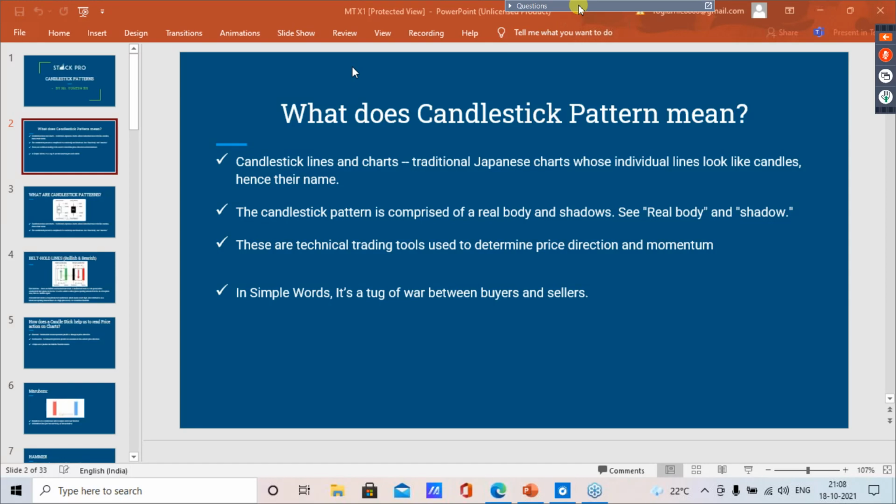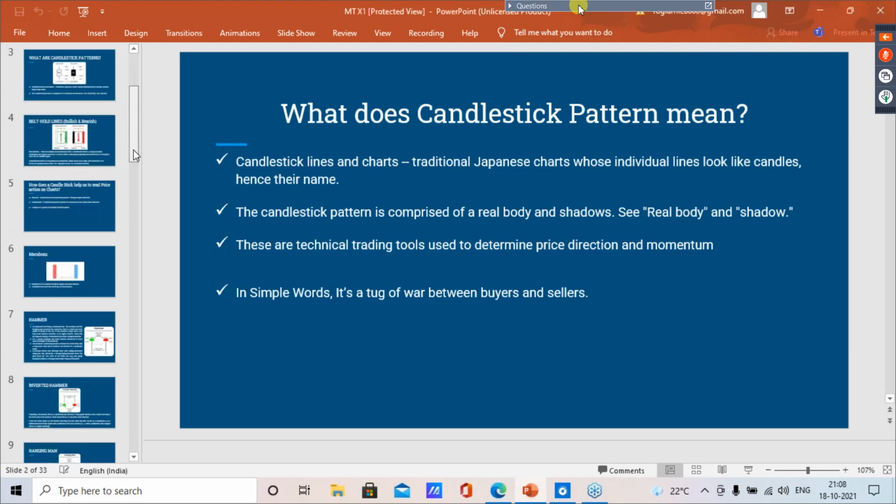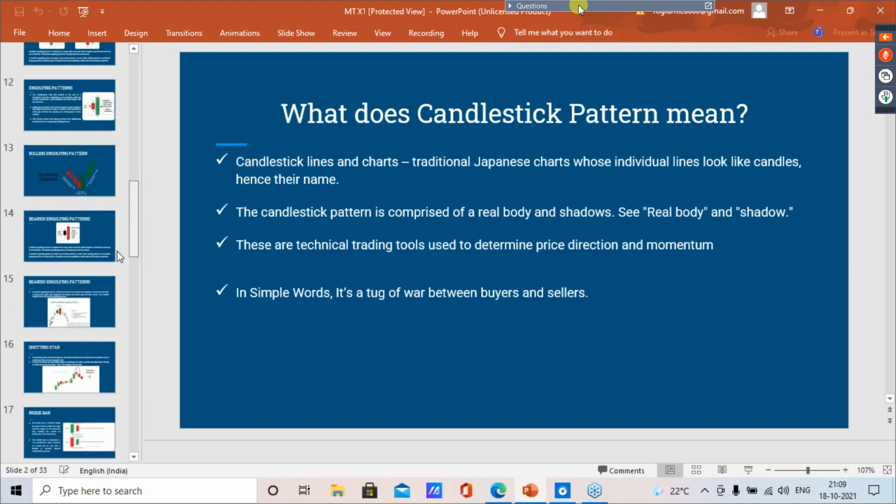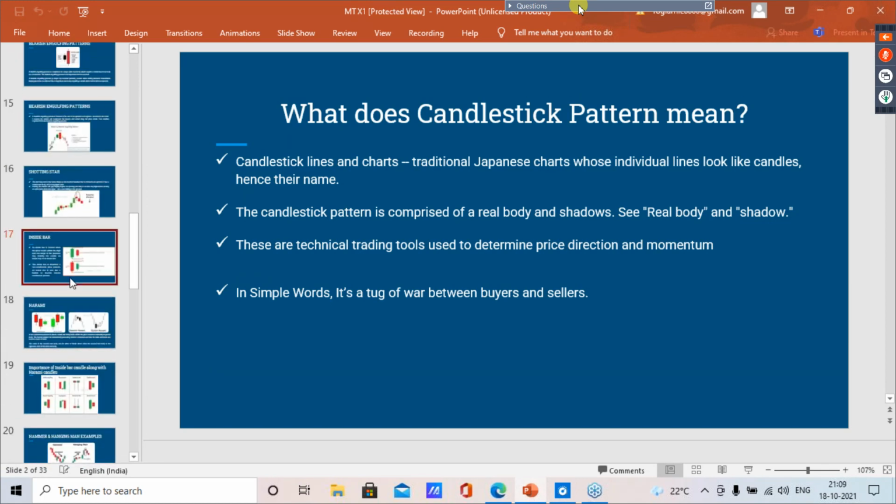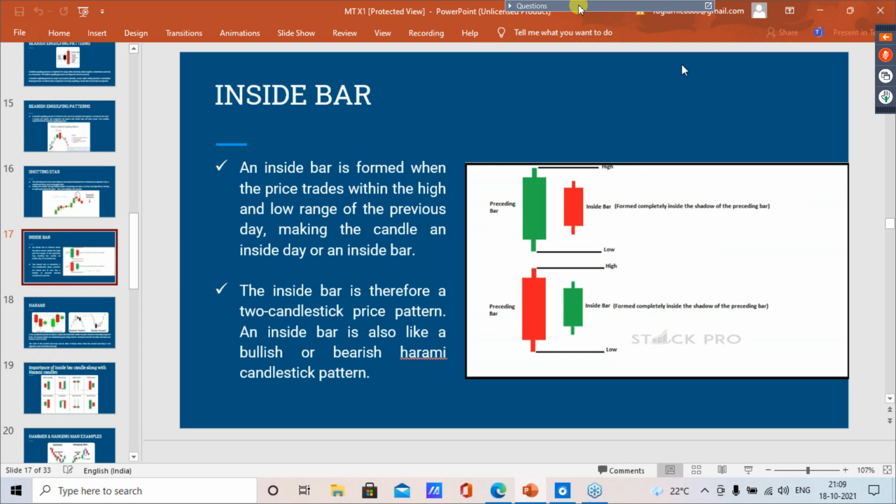So I'll be revising candlestick pattern because still I'm yet to cover bullish Harami and bearish Harami. Bullish Harami and bearish Harami are nothing but inside bars, but color coding is important. Along with inside bar, the first condition for bullish or bearish Harami is, first of all, it should be an inside bar. After that, there should be color coding respecting the same.